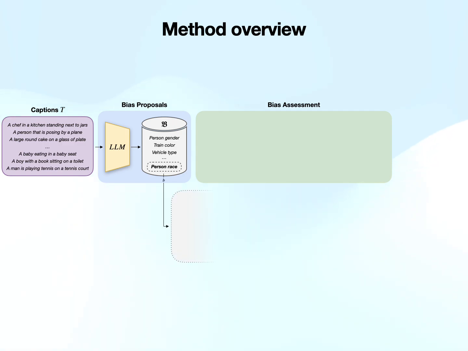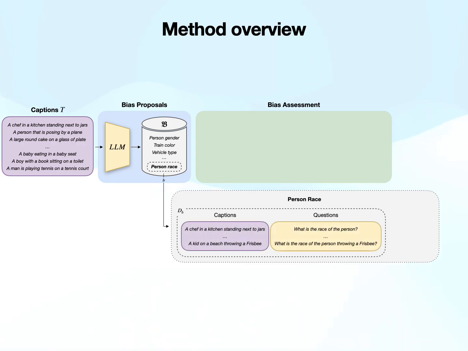Let's take a closer look at one specific bias, for example, person race, to understand the information it holds. This sub-B represents caption-specific information, which is composed of the original captions and a set of generated questions by the LLM. The final piece of information is a set of classes, C sub B, general to the bias, which will be useful for representing and assessing the bias.